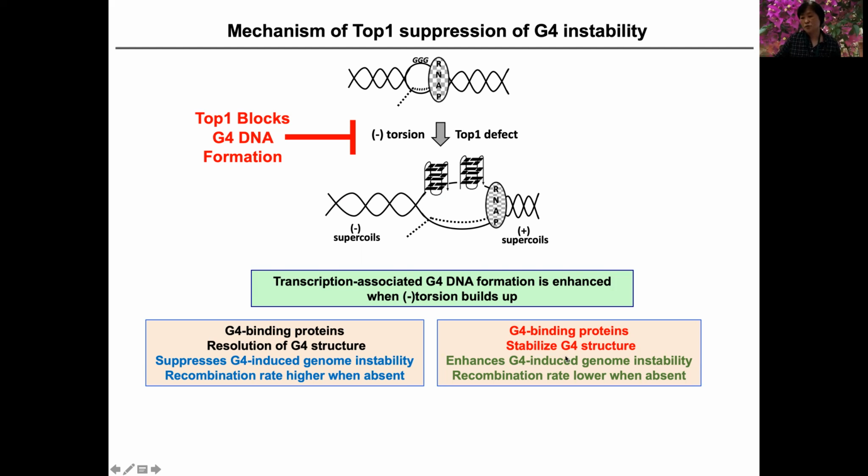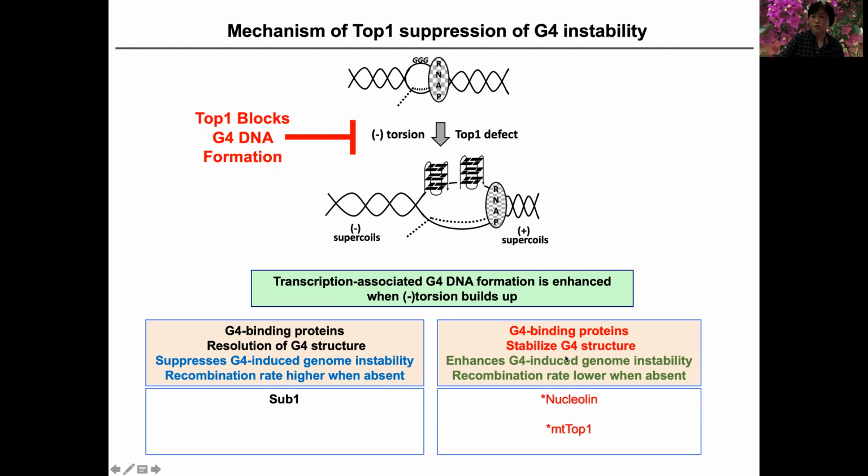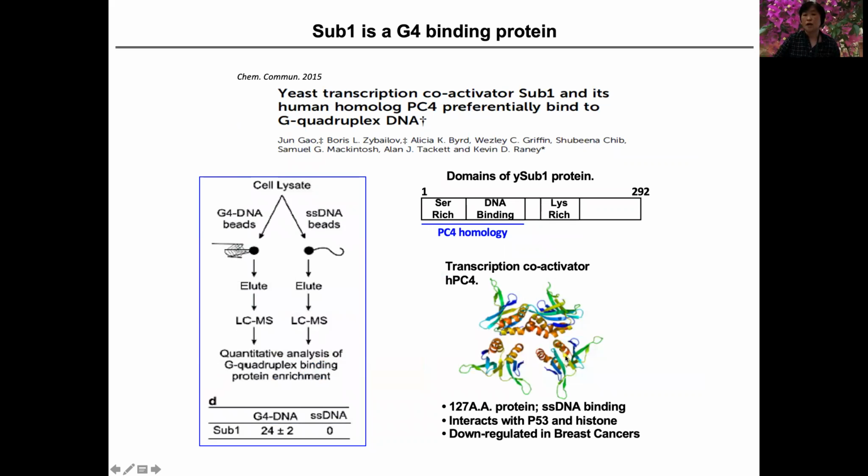But the other type will be G4 binding proteins that, by binding to G4, stabilize the G4 structure and enhance G4-induced genomic instability. When this factor is gone, the recombination rate will be lower. So I'm going to start by talking about an example of the first class, which is Sub1.